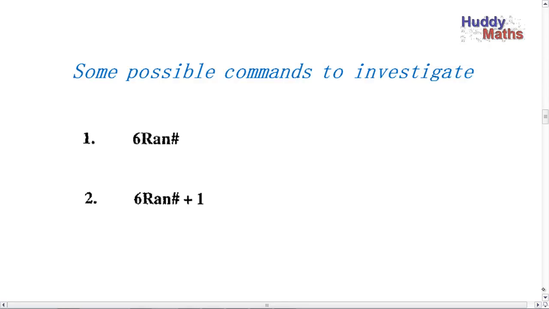All right, I want you to play with these commands. The first one is 6 times random number. I want you to put down what sort of numbers you think that is generating by hitting execute maybe 10, 15 times. It's easy enough, nice and quick. Have a look at the numbers you're getting, and then see if you can understand why this command would generate those numbers. Then I want you to try this one: 6 times random number, plus 1.